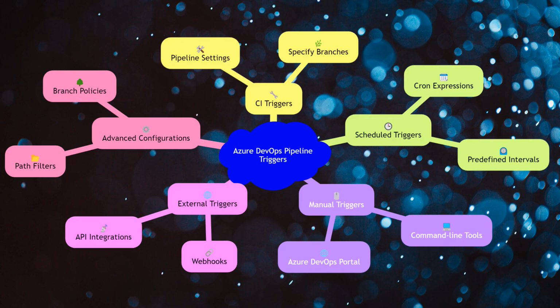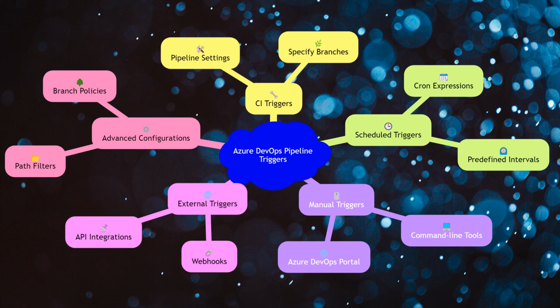Azure DevOps provides a robust set of tools for configuring pipeline triggers. To set up CI triggers, navigate to the pipeline settings and specify the branches to monitor. For scheduled triggers, define the desired schedule using cron expressions or predefined intervals. Manual triggers can be initiated from the Azure DevOps portal or via command line tools. External triggers can be configured using webhooks or API integrations. Azure DevOps also supports advanced trigger configurations, such as path filters and branch policies, allowing for more granular control over the build process.